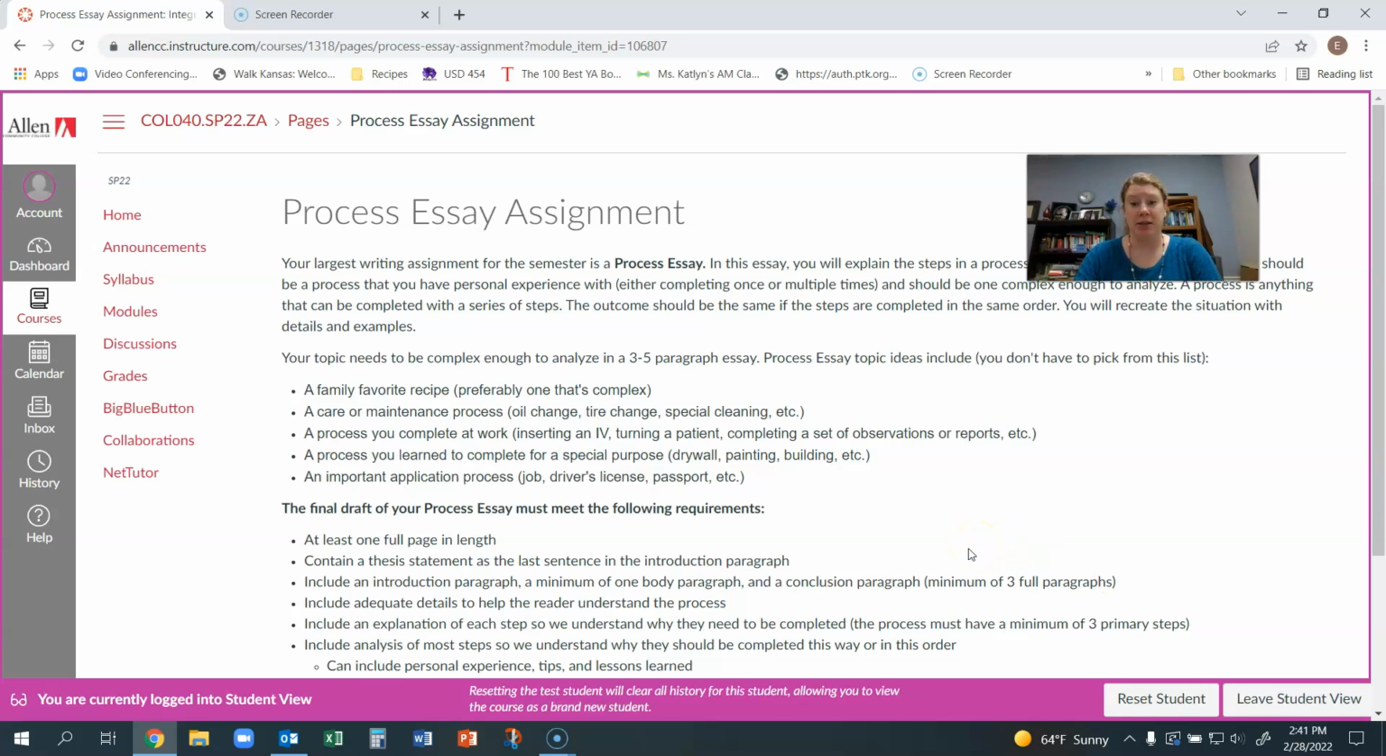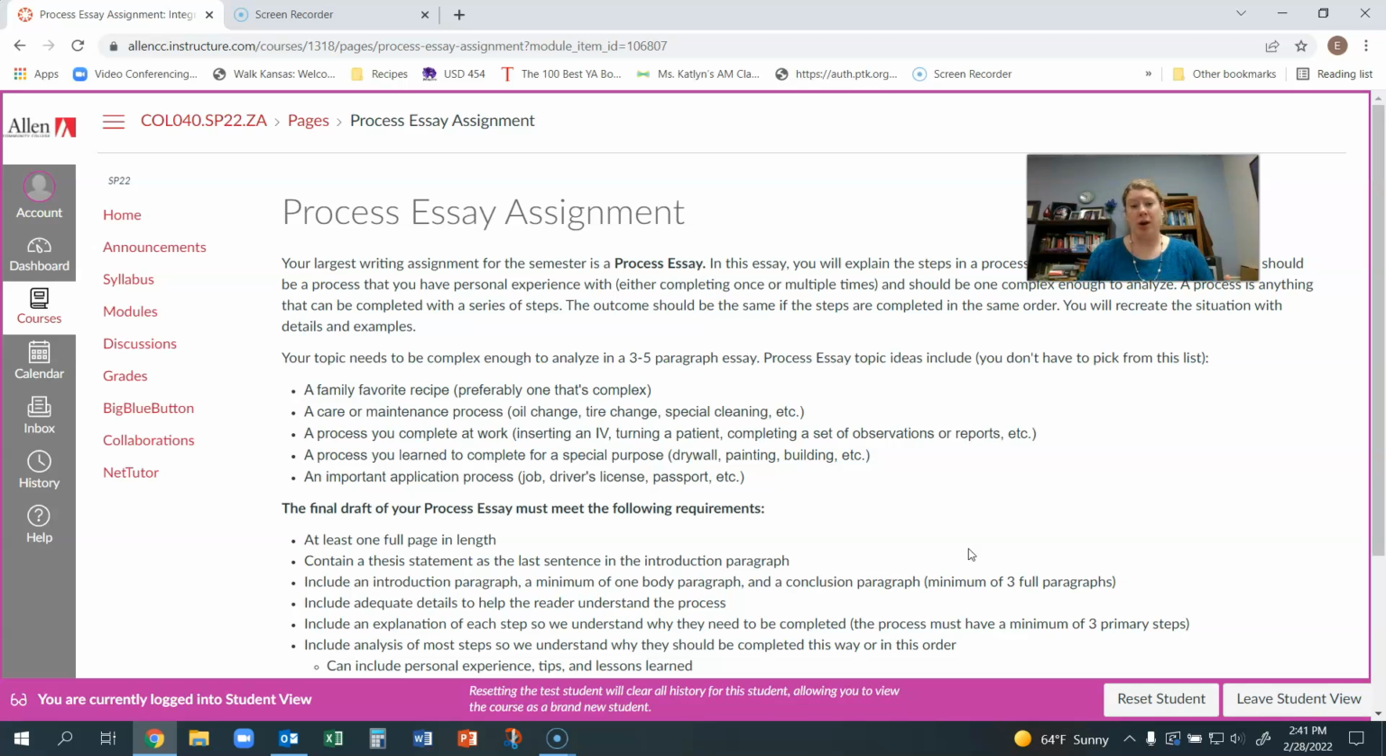So the assignment is, first of all, you're going to be choosing a topic that has to be completed in a series of steps. For some students, this is the hardest part of the assignment because they keep coming up with things that are not processes. So football is not a process. The warm-up that you do before a football game, that might be a process if you do the same steps each time.